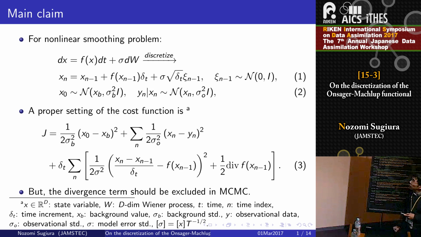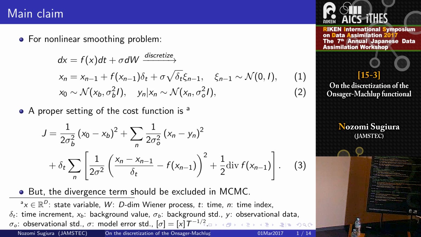And for simplicity, we just think about easy covariance. And my claim is that the proper setting for the minimization of the cost function is like this. This one is the background term, this one is the observational term, and this term is the model error term.